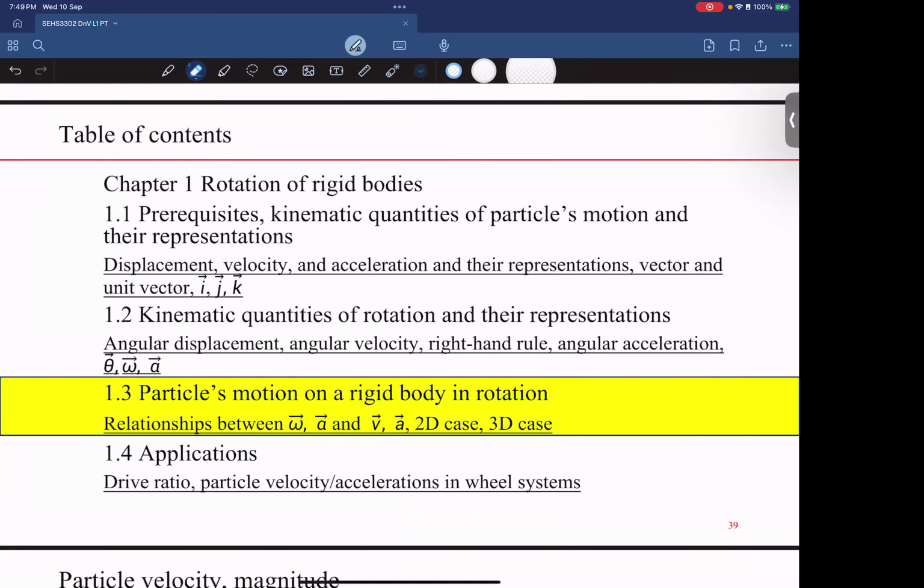So we continue to the core part of this lecture. We're going to link up two things. One is the motion of a rigid body. The other is the motion of a particle on it. If we know this rigid body is in rotation, and we know the angular velocity, can we find the velocity of a specific particle on this rigid body?